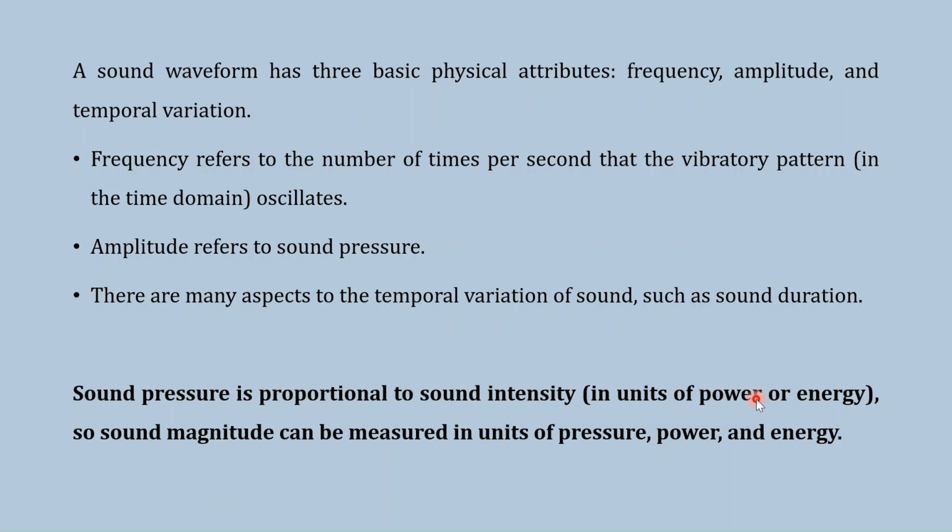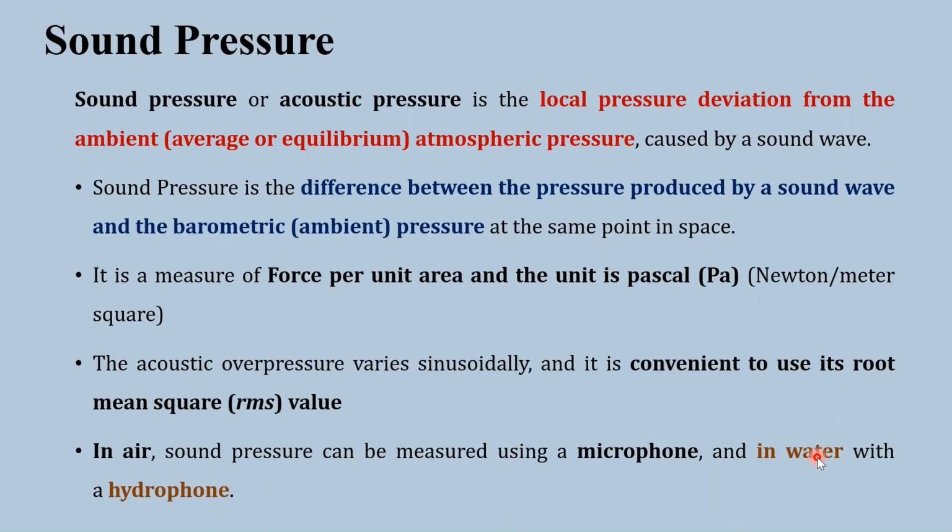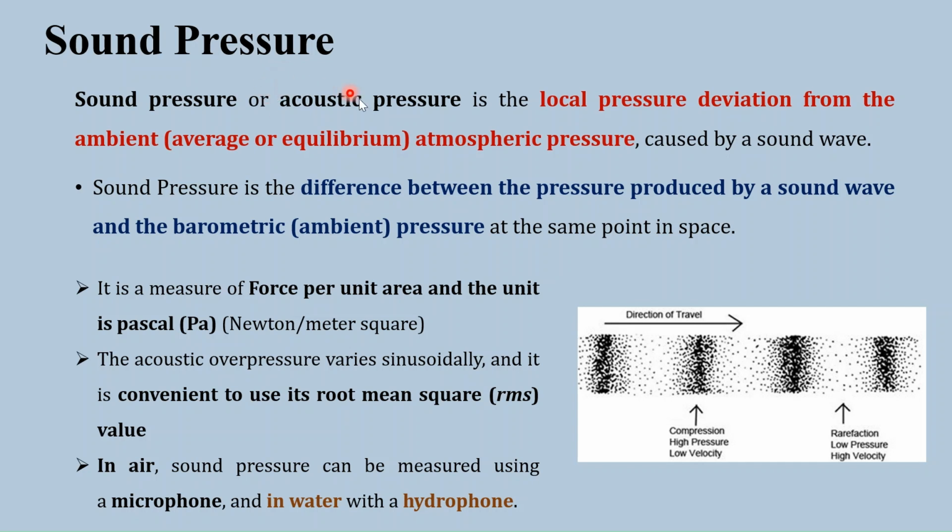So when we have to measure sound, its magnitude can be measured in units of pressure, power and energy. Sound pressure is also known as the acoustic pressure, and it is the local pressure deviation from the ambient atmospheric pressure caused by a sound wave. As in the first lecture of noise pollution, we saw that whenever there is vibration, it creates a series of compression and rarefaction. The compressions are the regions where we have high pressure and high density, while the rarefactions are the regions where we have low pressure and low density.